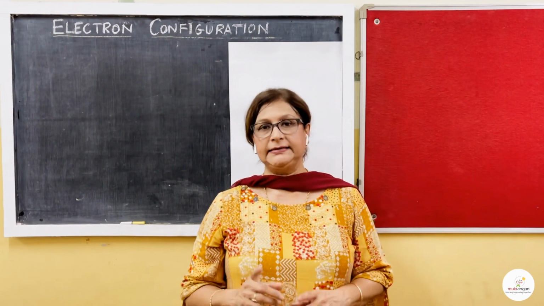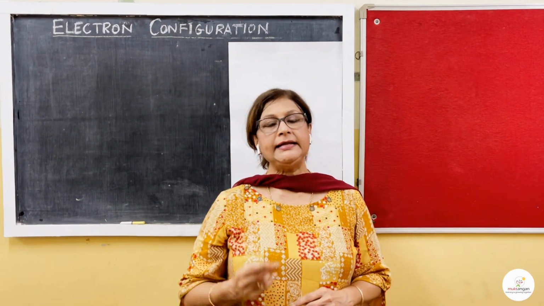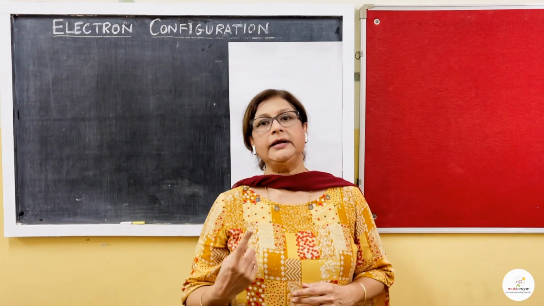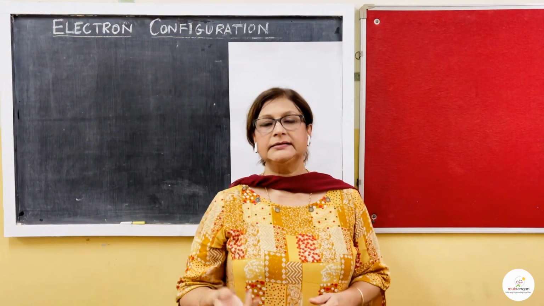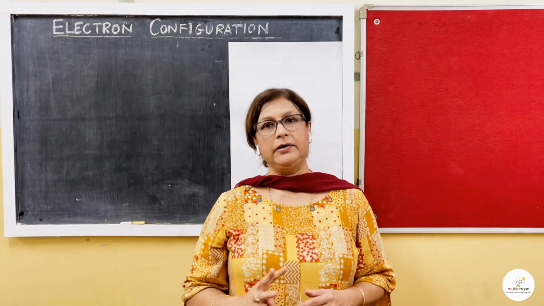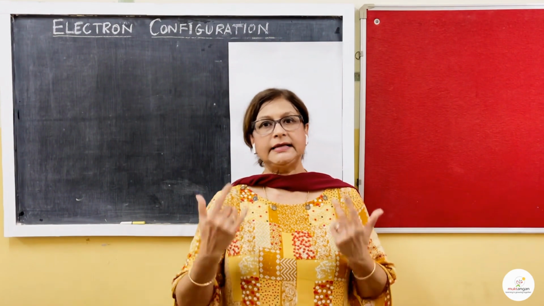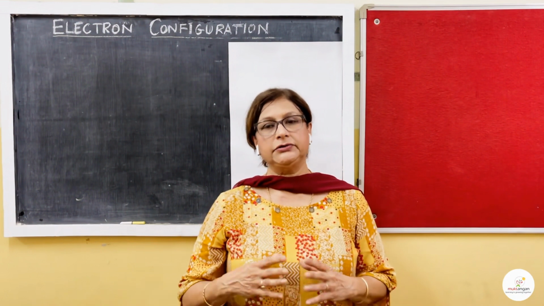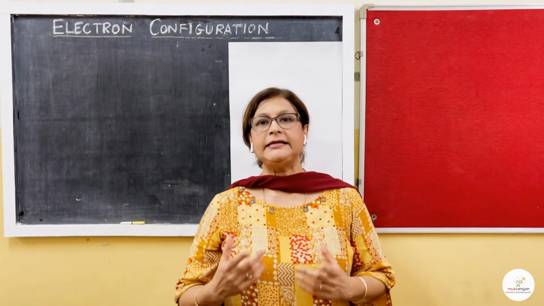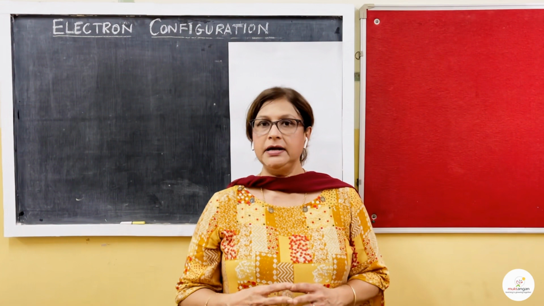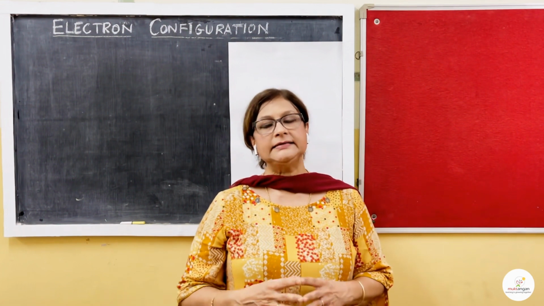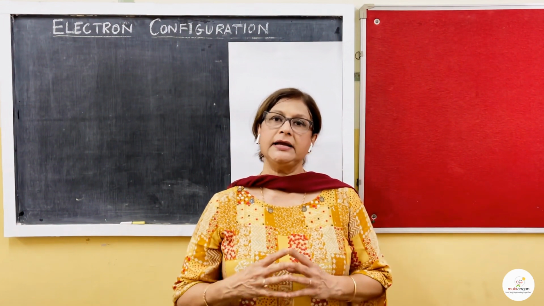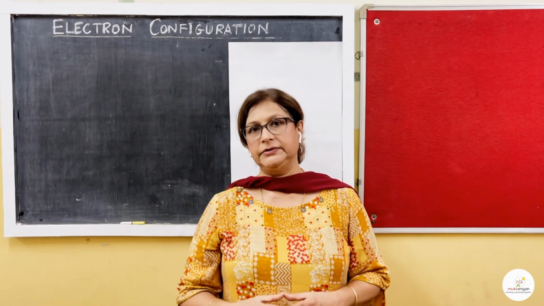Now sublevel S has one orbital, and it can hold up to 2 electrons maximum. Sublevel P has 3 orbitals, so it can hold 6 electrons. Sublevel D has 5 orbitals, so the total number of electrons will be 10. And the last one, sublevel F, has 7 orbitals, that means it can hold 14 electrons.